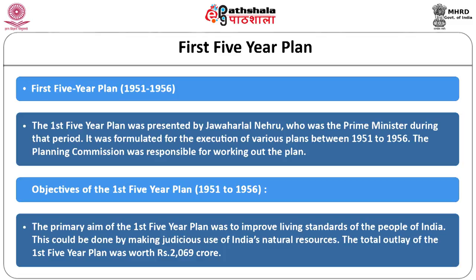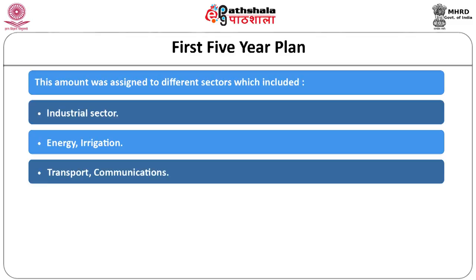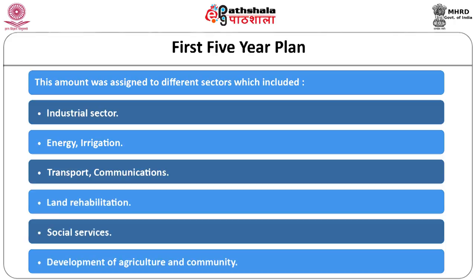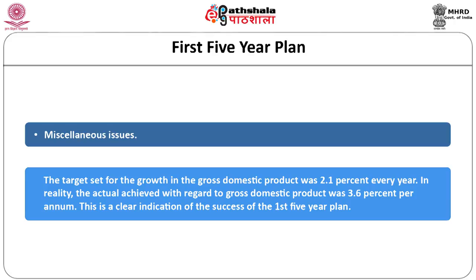In the first five-year plan, the focus was on the industrial sector, energy, irrigation, transport, communication, social services, development of agriculture and community, and miscellaneous issues. And you will be surprised to know that we were expecting the growth rate to be 2.1% every year. We expected only a small growth because we started from zero, and at that time it was difficult to achieve more with meager resources and meager understanding. And at the time, we did not have the adequate organizational setup for the implementation of the five-year plans.